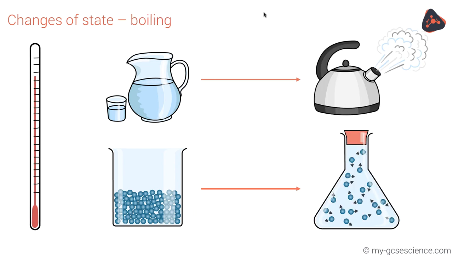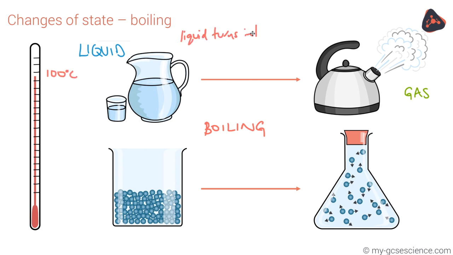On the other end of the spectrum, a liquid turns to a gas at its boiling point, so this change of state is called boiling. At this point, the liquid particles that were close together and moving slowly past each other gain more and more and more energy until some of the particles start to escape.